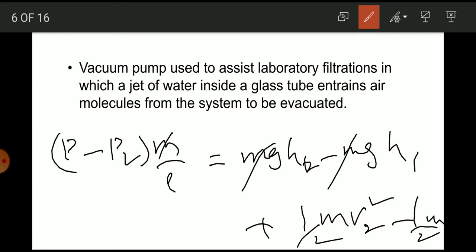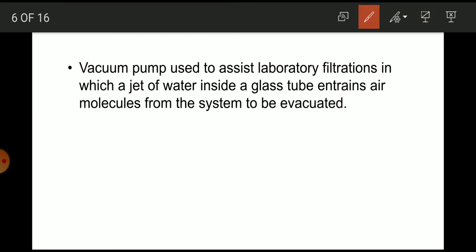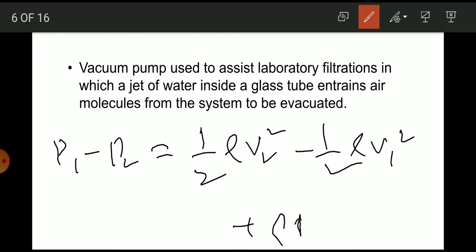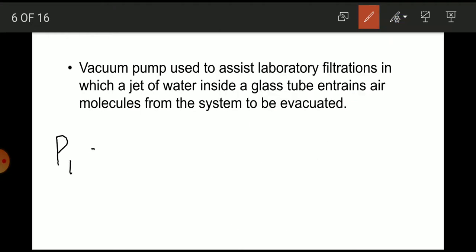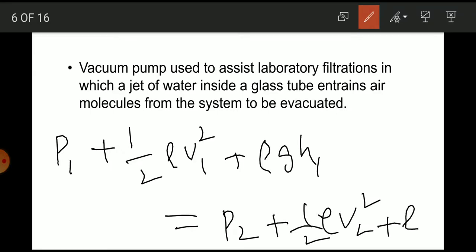Mass cancels and density will be multiplied. So the equation in simple form can be written as P1 minus P2 is equal to 1 divided by 2 rho v2 square minus 1 divided by 2 rho v1 square plus rho gh2 minus rho gh1. P1 plus 1 divided by 2 rho v1 square plus rho gh1 is equal to P2 plus 1 divided by 2 rho v2 square plus rho gh2.